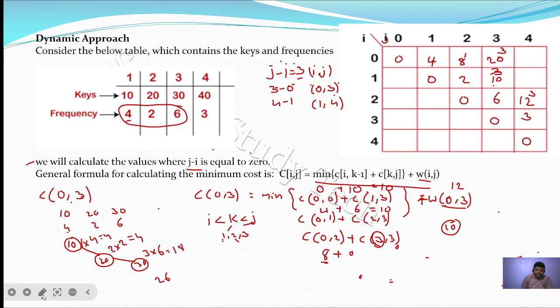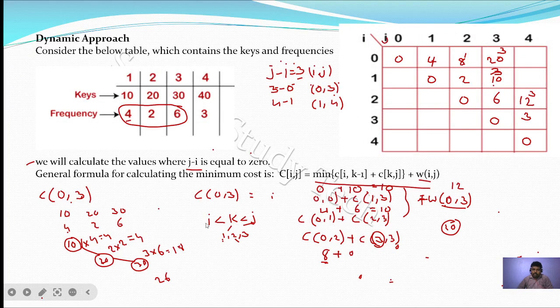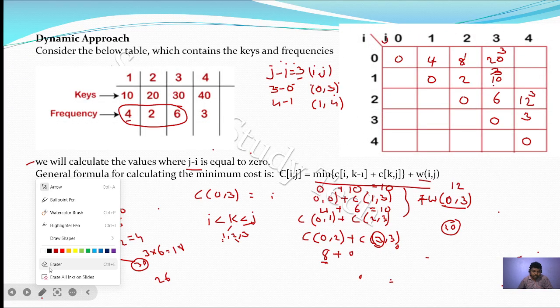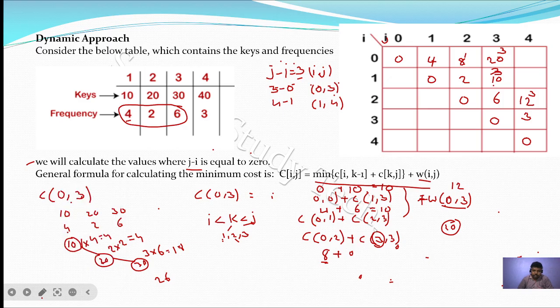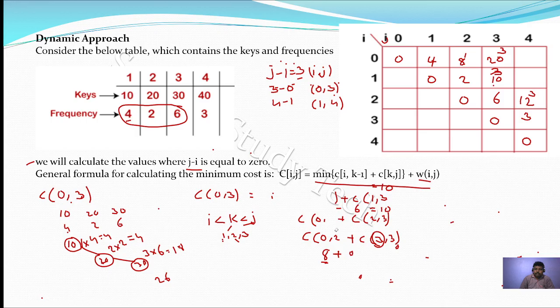So like that, we have to find out how to draw the tree. Now it is 1 comma 4. Now we can find 1 comma 4.